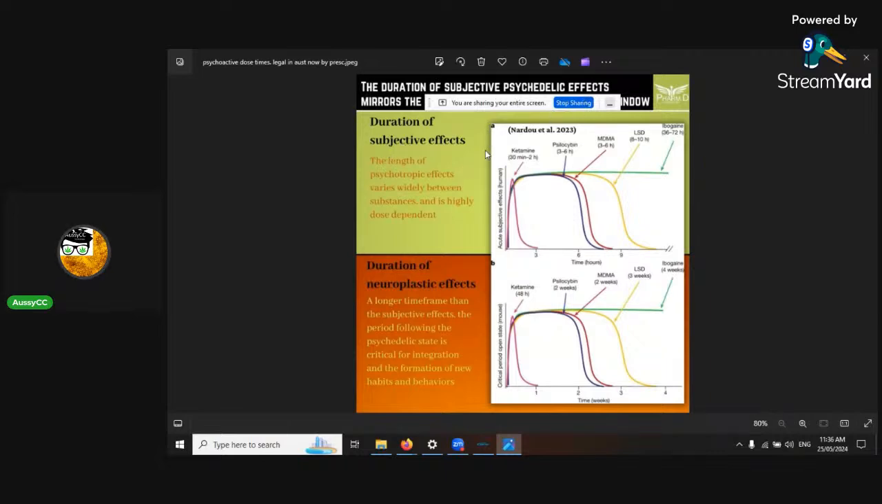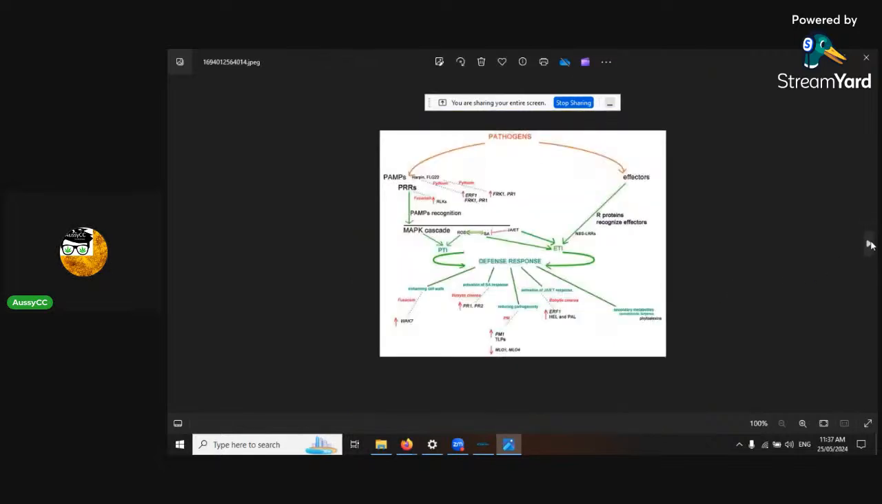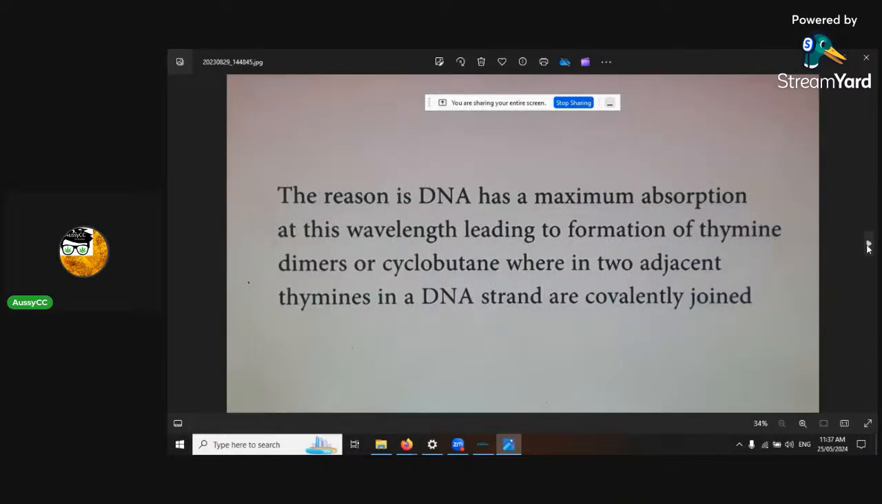The duration of the effects. Oh, righto. I don't need to talk about that one. Pathogens. Oh, yeah, this is their pathways for different pathogen responses. So let's not get into that too much.